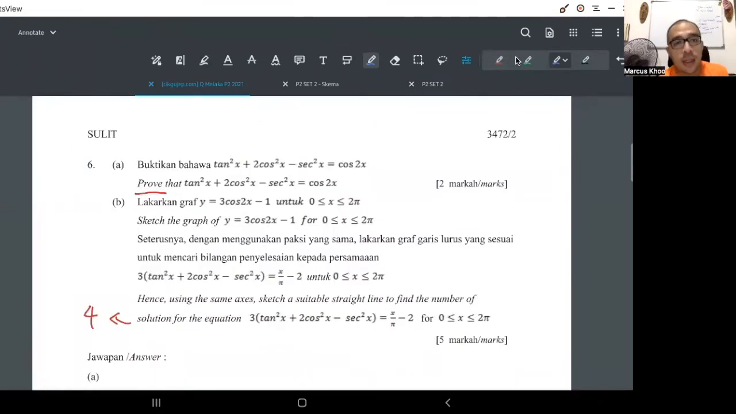Okay, number 6. This is a very easy proof. Okay, tangent squared x plus 2 cos squared x minus secant squared x equals to cos 2x. What you need to see is that tangent squared x minus secant squared x is actually equals to -1. Okay, so what you will get is 2 cos squared x minus 1.